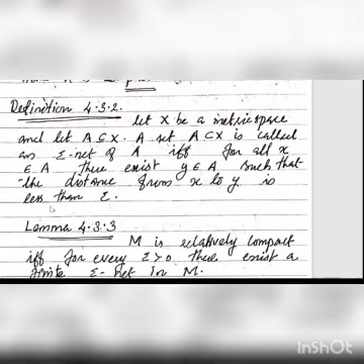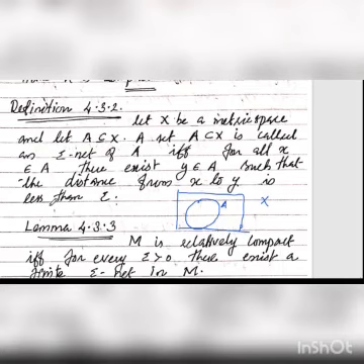Next is the definition. Let X be a metric space and let A be a subset of X. A set A subset of X is called the epsilon net of A if for all x belonging to A, there exists y belonging to A such that the distance from x to y is less than epsilon. So what does this mean? This means that you have a metric space X, and suppose you have a subset of this metric space as A.